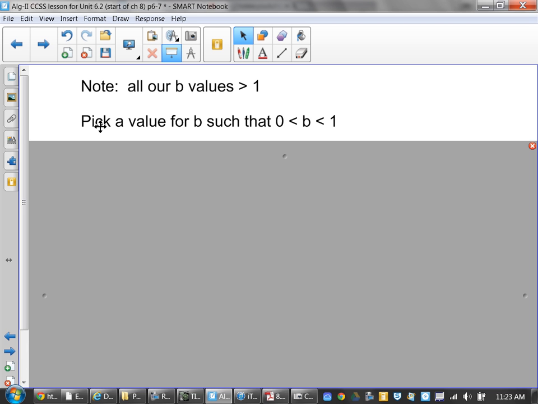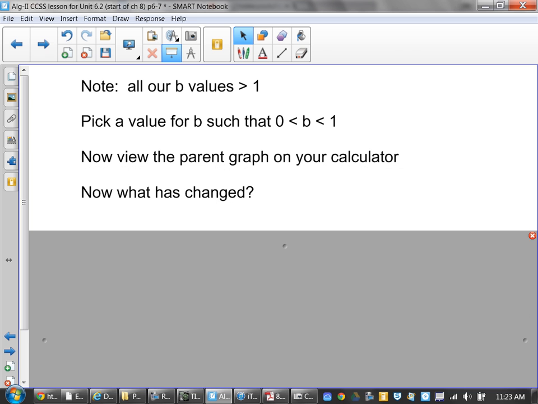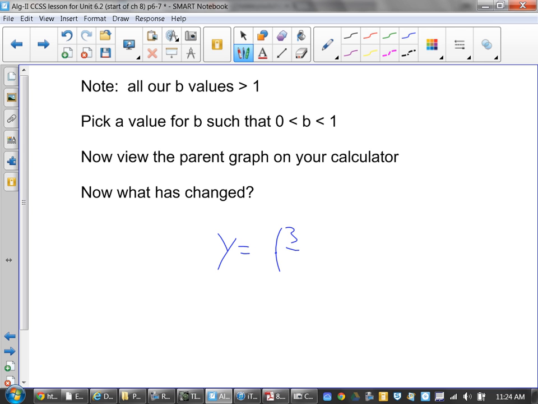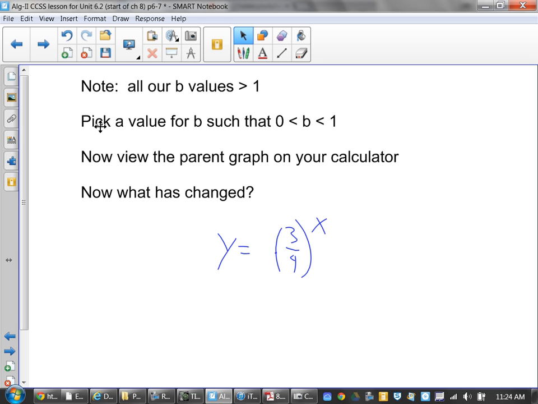3/4. It's not a trick question. I said 3/4. I know you did. So what I want to do here is we're going to pick this parent function, and we'll say y equals 3/4 to the x. If I say it's y equals 3/4 to the x, what's my a value? 1. So where's my y-intercept? 1.